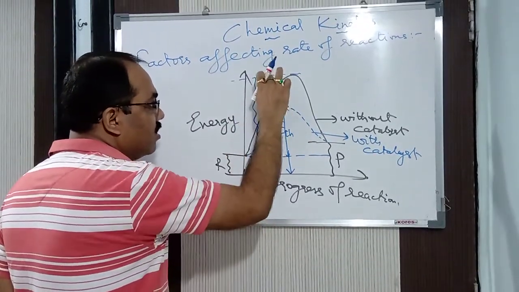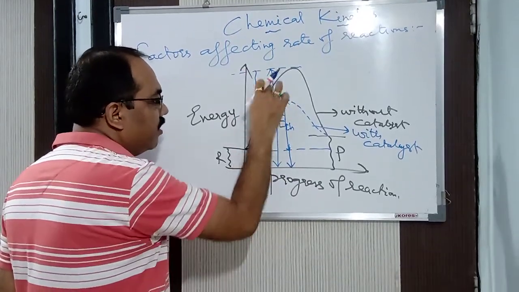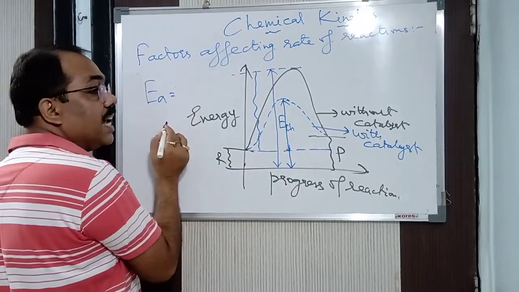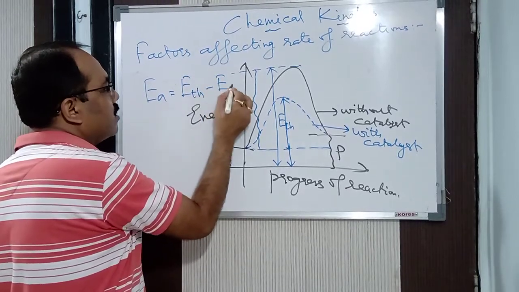Now I am saying that this is your energy of the reactant, this much. So this is your threshold energy. This threshold energy, see, I marked it. Now this is the excess amount of energy. It's the difference between threshold energy and energy of the reactant. So what is that energy called? That is called activation energy, E_A. E_A is equal to E_TH minus E_R.